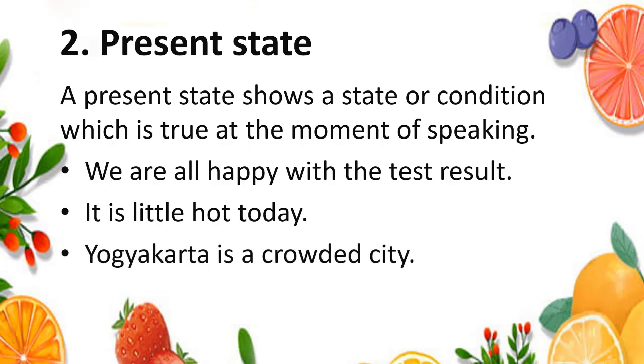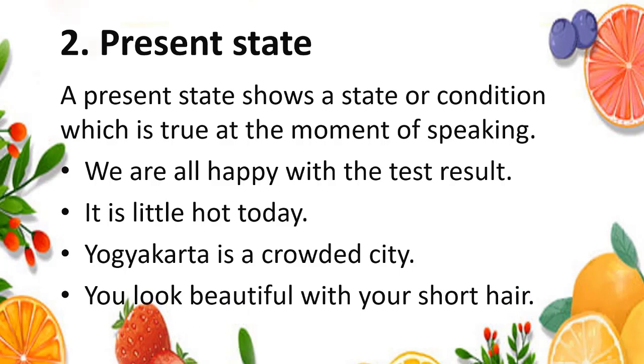Yogyakarta is a crowded city. This is also a present state. Who knows, if we have an underground train, probably it's not crowded anymore in the future. But at the present time, Yogyakarta is a crowded city, especially during the weekends or if you have long holidays. So this is a present state, and then we have another example.